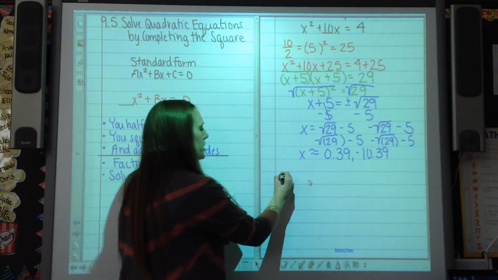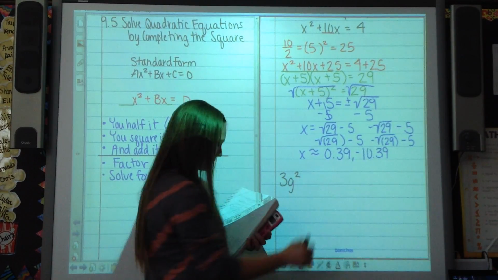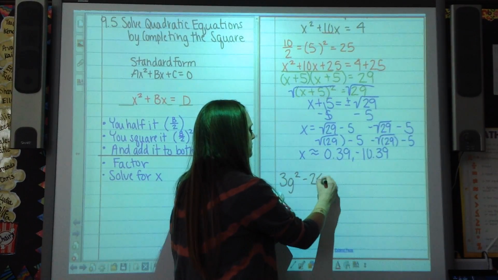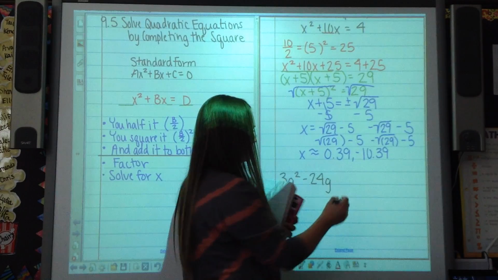This is the problem you're trying: 3g squared minus 24g plus 27.